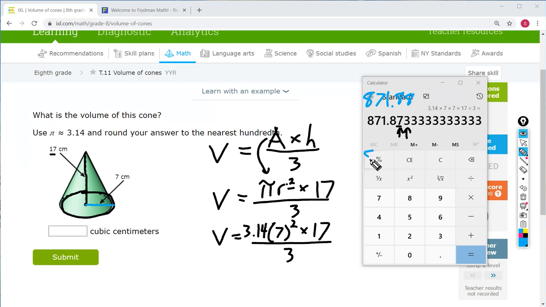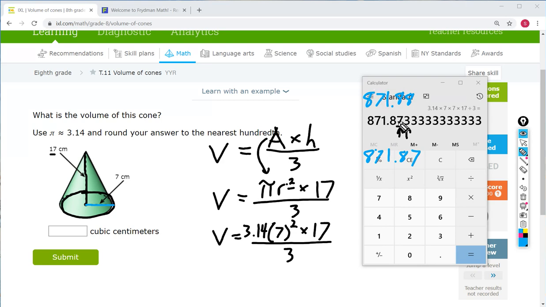this, or is it closer to this? Is 871.8733333333 blah blah blah, is that closer to the number 871.88, or is it closer to the number 871.87? And the way that we figure that out is by looking at the next digit. If the next digit is a 0, 1, 2, 3, or 4, then it means that this number is actually closer to this. If the next digit is a 6, 7, 8, or 9, then it means that this number is actually closer to this.